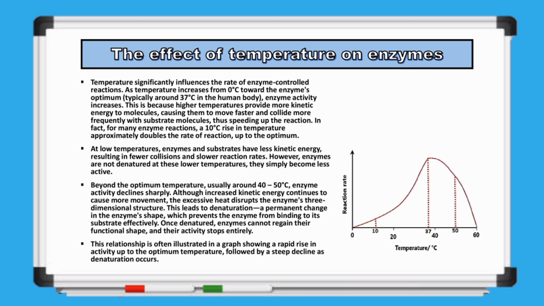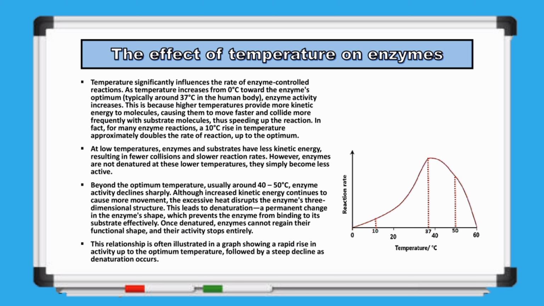However, once the temperature rises beyond the optimum, typically between 40 degrees Celsius and 50 degrees Celsius, enzyme activity drops sharply. Even though molecules are moving faster, the excessive heat starts to damage the enzyme structure. This results in denaturation, a permanent change in the enzyme's shape that prevents it from binding to its substrate. Once an enzyme is denatured, it loses its function permanently, and the reaction comes to a stop.